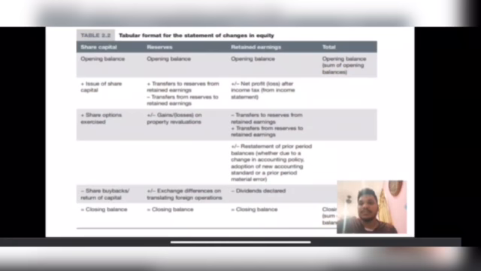The third component will be retained earnings. Start with the opening balance, plus or minus net profit or loss after income tax from the income statement, and either minus or plus the transfers to reserves from retained earnings, either minus or plus restatement of prior period balances, whether due to a change in accounting policy, adoption of a new accounting standard, or a prior period material error. And also minus dividends declared, and the closing balance. And the last row or column would be your closing balance total.